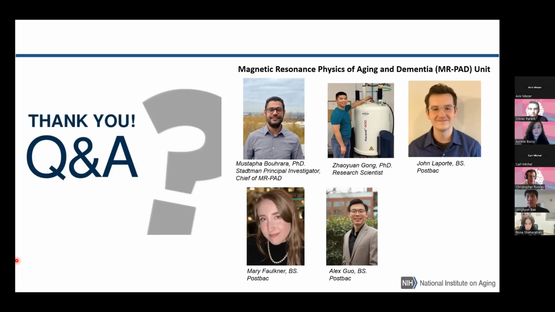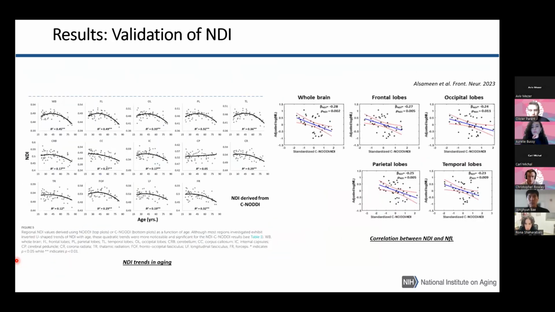Did you happen to see any correlation between NODDI and myelin water fraction parameters? Specific to NODDI, so not C-NODDI, just NODDI. Well, if you can refer to this paper, it actually compares the NDI measures from NODDI and the C-NODDI, and I believe also ODI as well. But yes, we saw a similar correlation between the NDI measures with the myelin water fraction. Oh, sorry, the myelin water fraction.